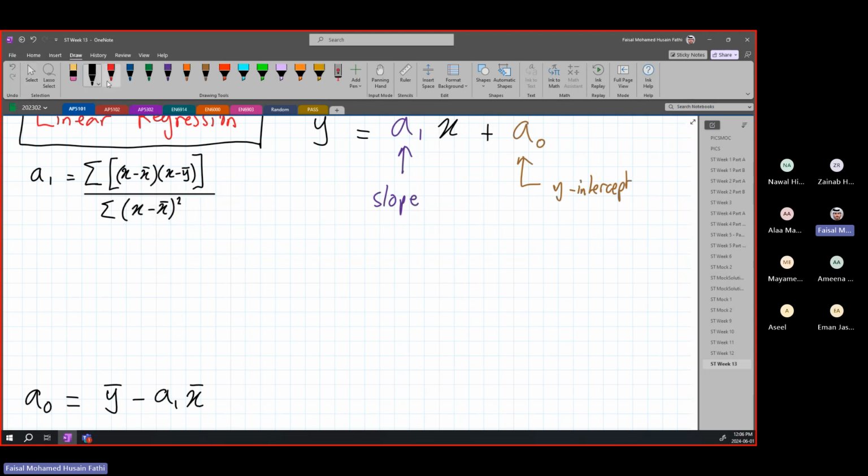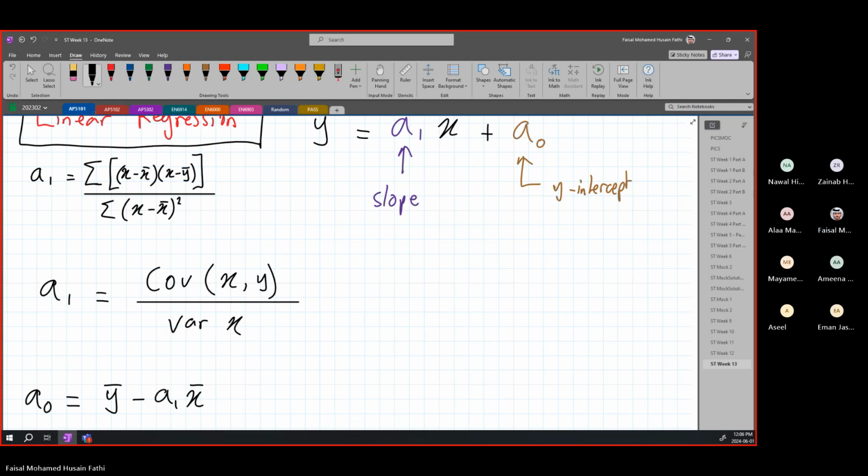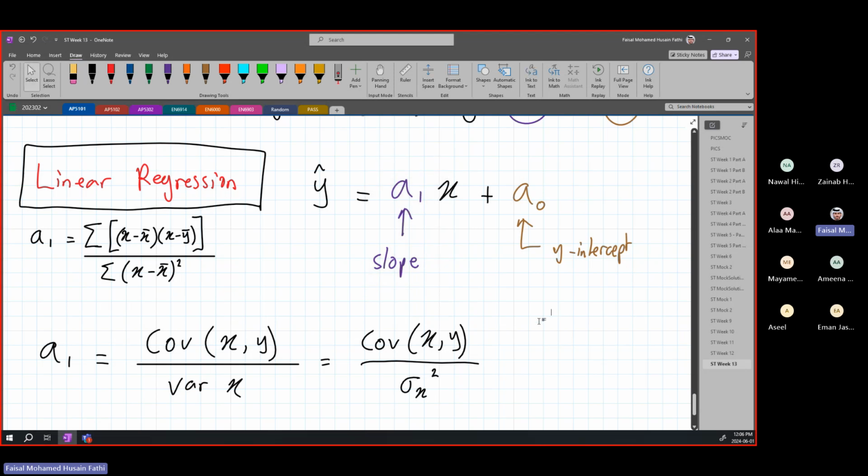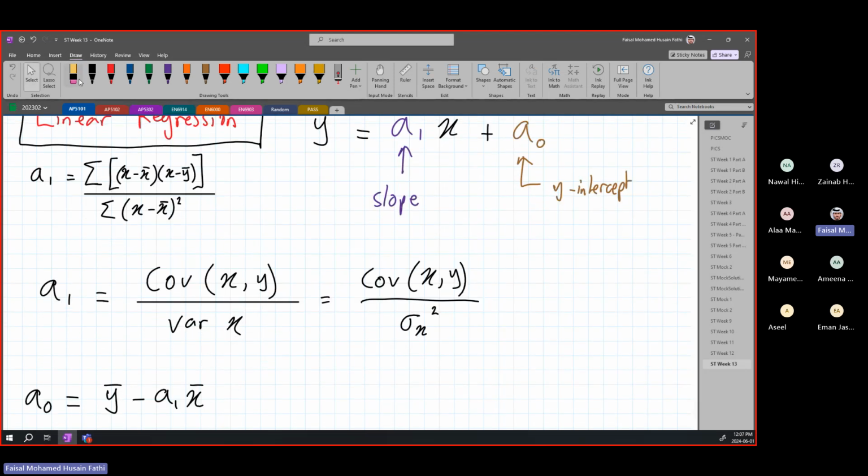All right, but let's say we have our covariance already. All right, so a1 is going to be equal to the covariance of xy divided by the variance of x, or in other words, covariance of xy divided by sigma x squared. This is how you find the slope of your equation, all right? Remember, this a1 is simply just the slope.